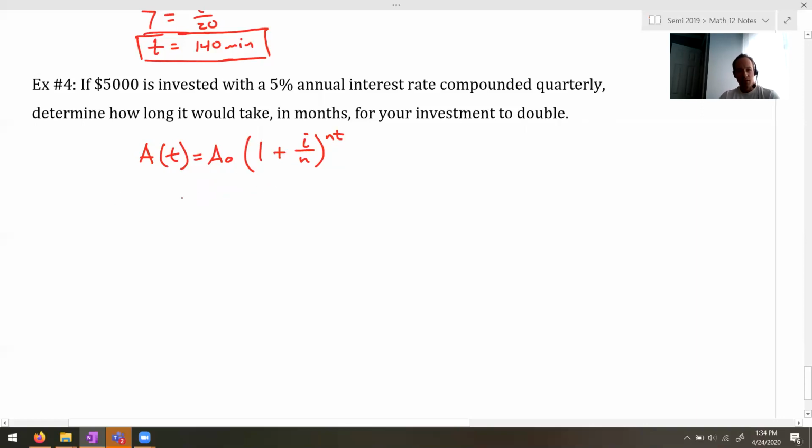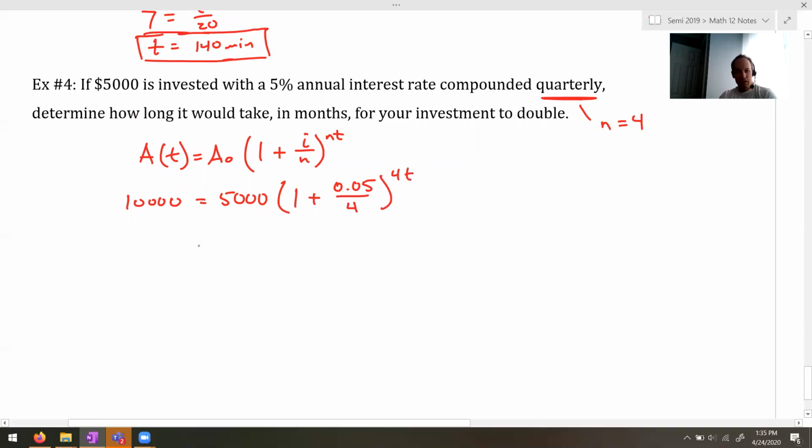So if we have $5,000 invested initially, that's going there. And we want it to double, so we can write in 10,000. Similarly, we could have written A and 2A, but whatever, we got the numbers down. A 5% interest rate is going to be 0.05. It's going to be compounded quarterly. So what that means is we're cutting the years into quarters. So n equals 4. And then this is 4t.